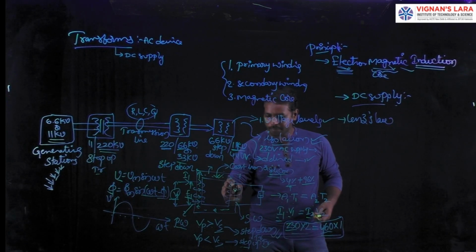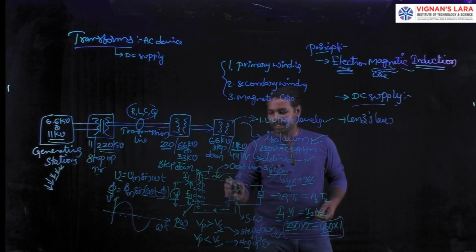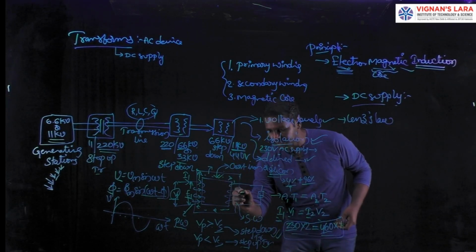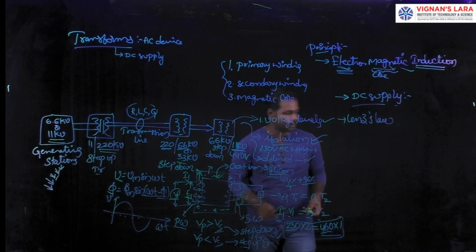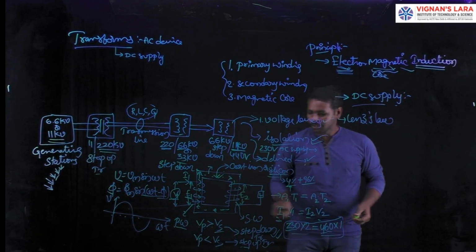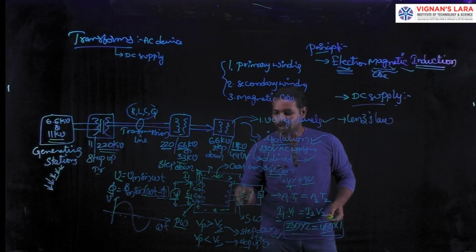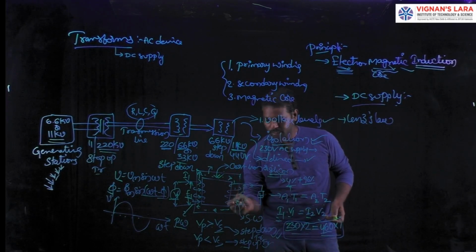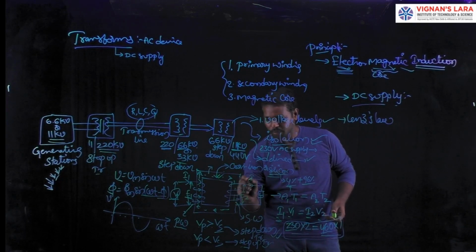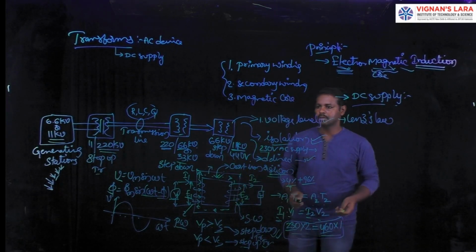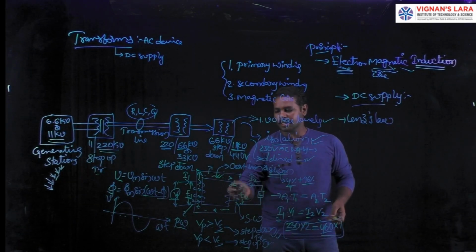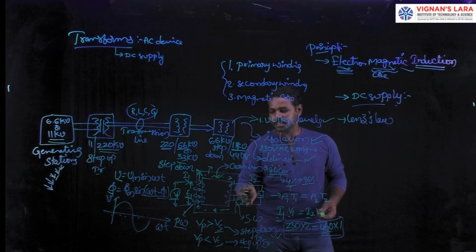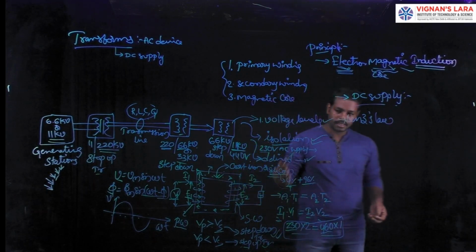So the alternating flux is also cut by the secondary winding. It induces an EMF, which is denoted by E2. That is the secondary voltage or load voltage. The corresponding current delivered to the load is I2. So these are the voltages and currents. This is the general procedure followed in an AC circuit.